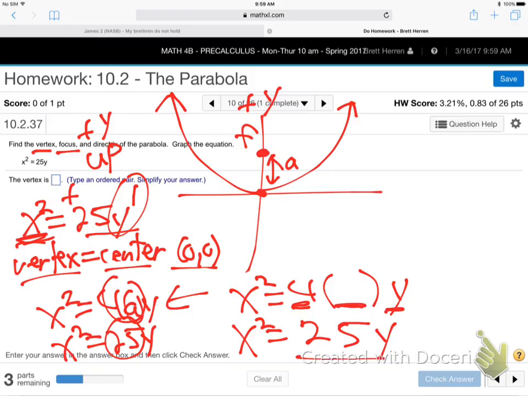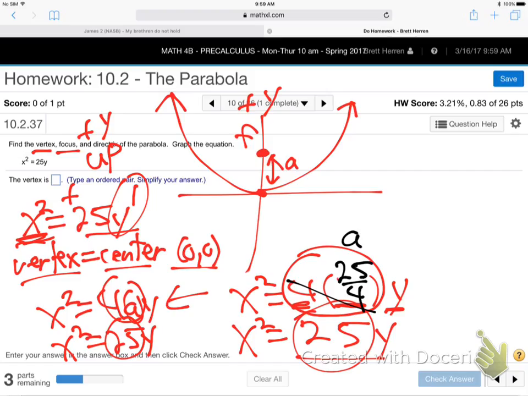But really, it's just 25y, right? But I can change the way it looks without changing the actual value. So how can you make it look like this, but still really be 25? 4 times what is really still 25? Well, let me do a different color to be more clear. What is it? 25 fourths. Because those 4s would just cancel, and that's still a 25. And now it's got the look we need to graph. So my a is 25 fourths.